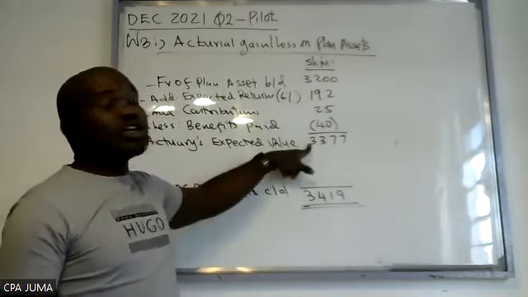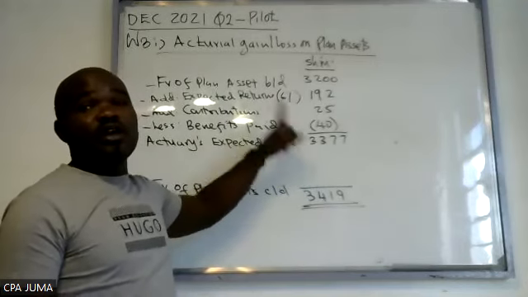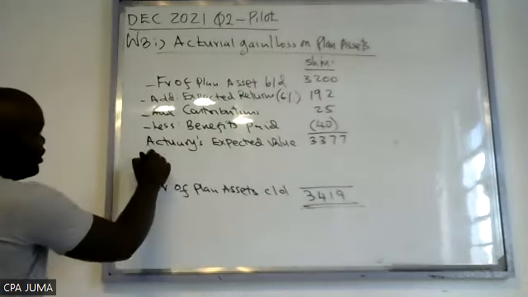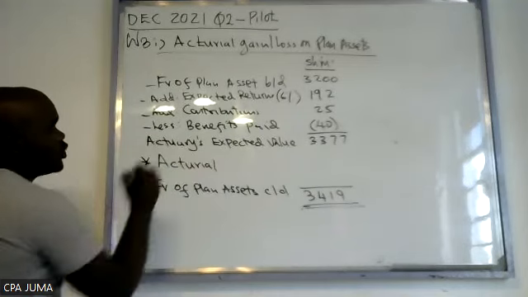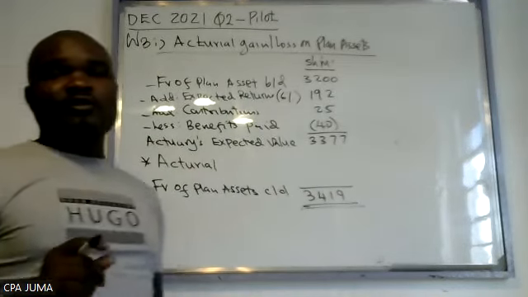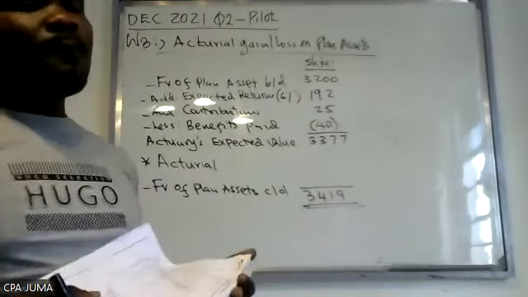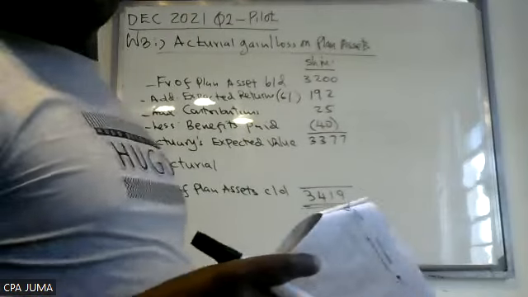All these ones were projections by the actuary. This is what they expected to be in the scheme. The actual outcome is 34.19. Your balancing figure is called actuarial gain or actuarial loss. From your own observation, are we reporting a loss or a gain, and by how much?